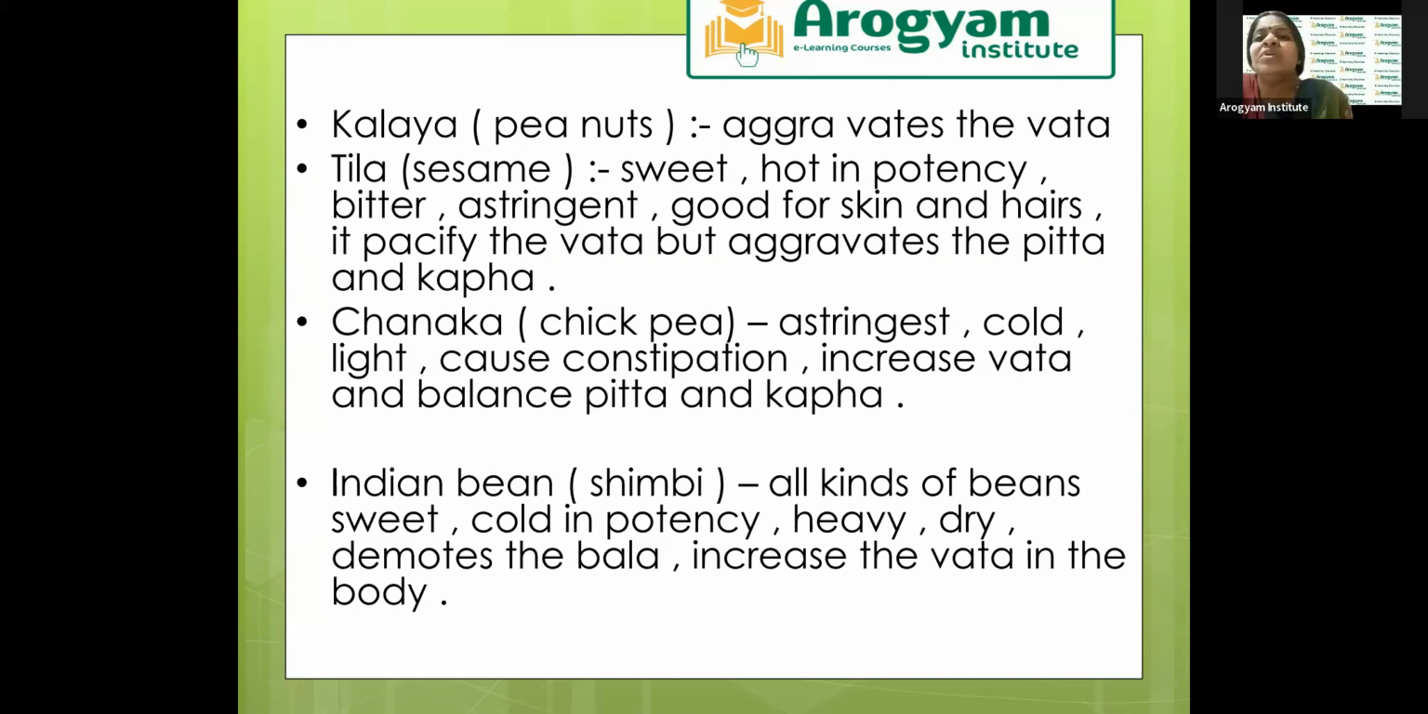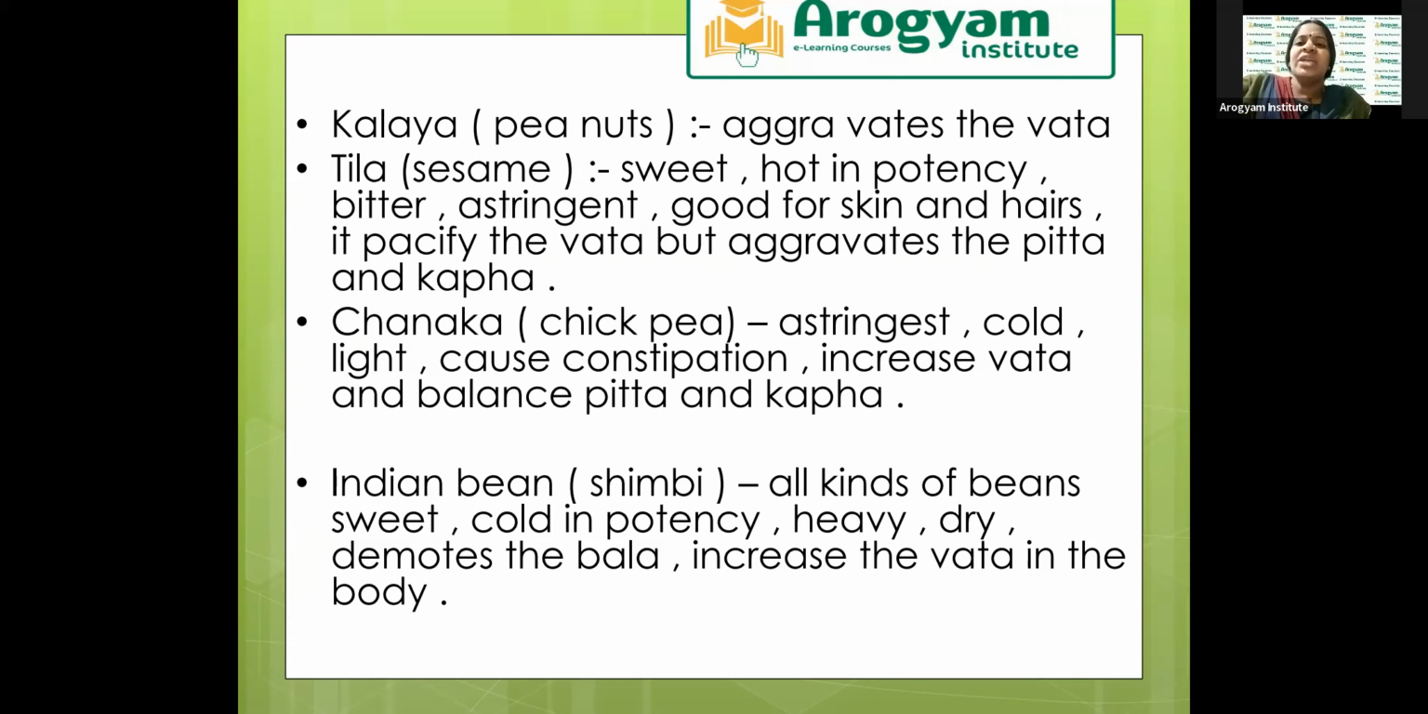It is hot in potency, good for skin and hair. It pacifies vata but aggravates pitta and kapha. Next is chanaka. Chanaka means chickpeas. It is astringent, cold, light, causes constipation, increases vata dosha and balances pitta and kapha.